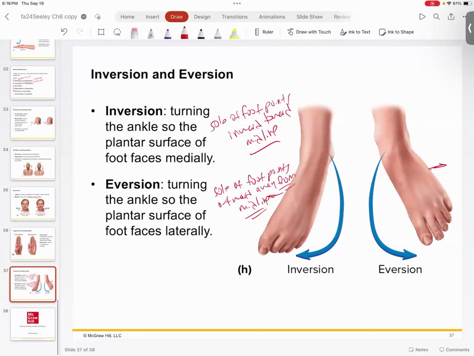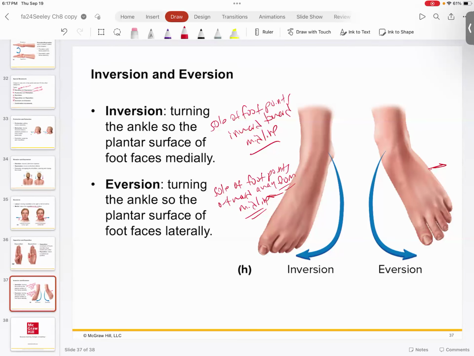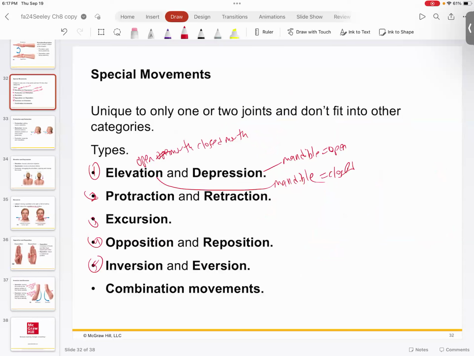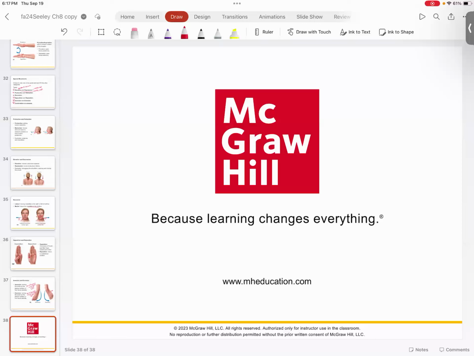And we oftentimes will see this in the way people walk. So sometimes they'll walk with a noticeable inversion where they're kind of walking on the outer edges of their feet, or sometimes they'll walk with a noticeable eversion where they're walking on the inner edge of their feet. And then, of course, we have combination movements, like we mentioned before, the swim move or the pitching move, where there's multiple movements involved. Okay, that's the end of chapter 8.